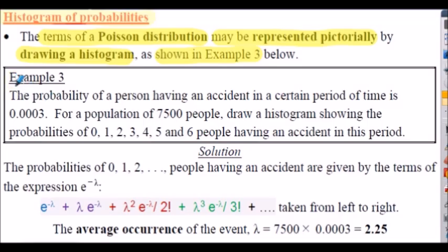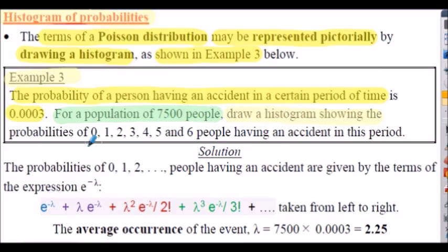Hello, here's example 3. The probability of a person having an accident in a certain period of time is 0.0003. For a population of 7,500 people, we're asked to draw a histogram showing the probabilities of 0, 1, 2, 3, 4, 5 and 6 people having an accident in this period. So here's the commencement of the solution.